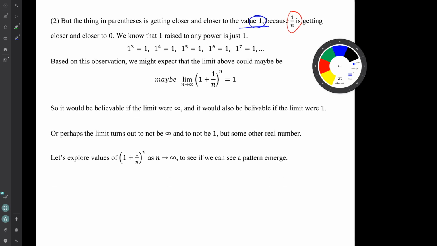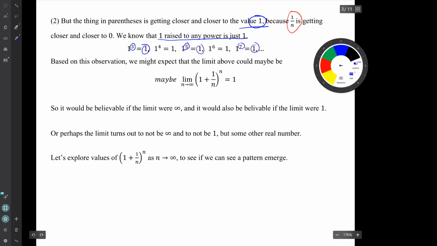Now we know that 1 raised to any power is just 1. So 1 cubed is 1, 1 to the fifth is 1, 1 to the seventh is 1. So based on that observation, we might wonder if maybe the limit will turn out to just be the number 1. Because again, the thing in parentheses is getting closer and closer to the number 1, and when you raise 1 to any power, you get 1.